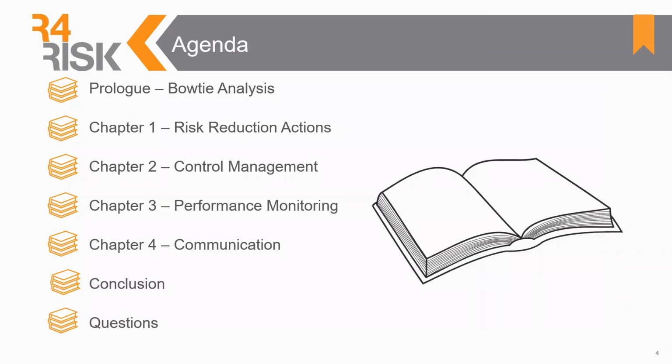So here is today's agenda that we're going to go through. First of all, we're going to go through a bit of an introduction around bow tie analysis, in case you're new to this type of risk management. We're going to go through a couple of chapters, I'll call them, on how we can create some tangible risk reduction efforts. So we've got our actions, we've got control management, performance monitoring, and communication. I'll do a bit of a wrap up and then we can have a Q&A session at the end.